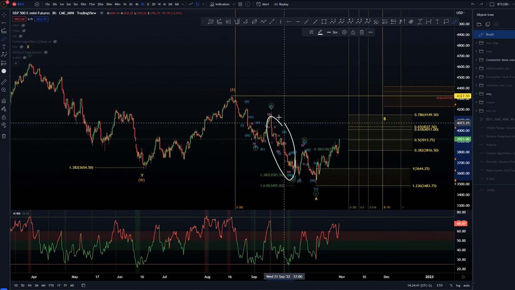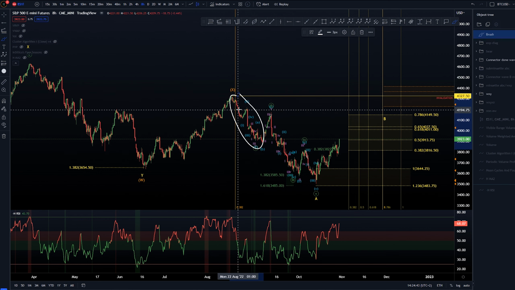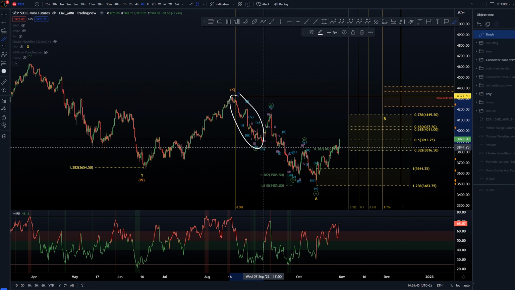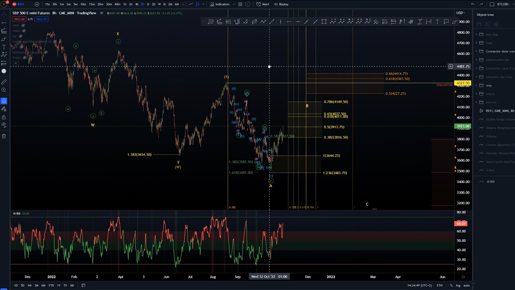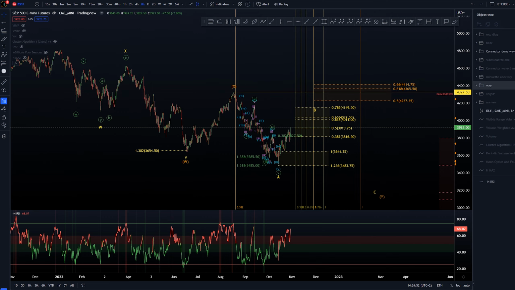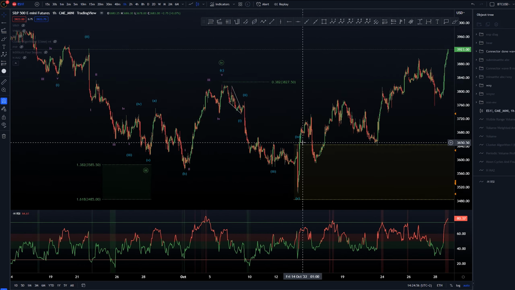Of course, the 2 legs before it are not that easy to label and not that pretty either, but we'll go through this as well as a possibility, since it is still a possibility in the higher time frame. So let's zoom in again on 1-hour time frame, taking a look at this.